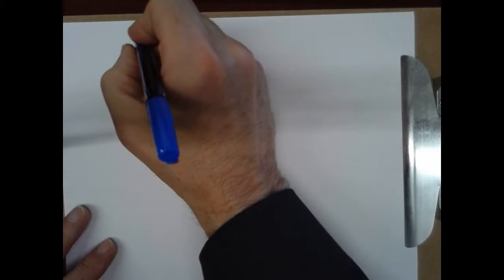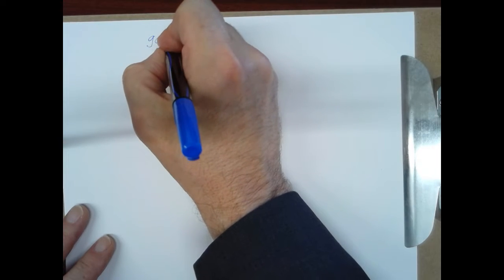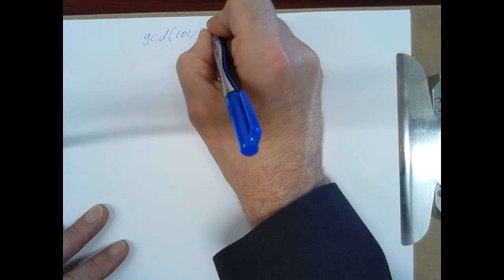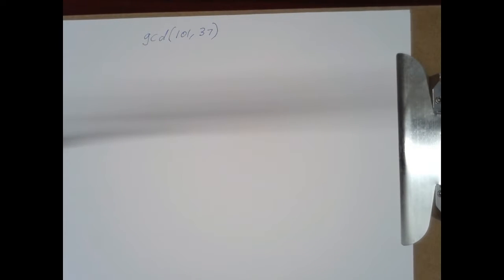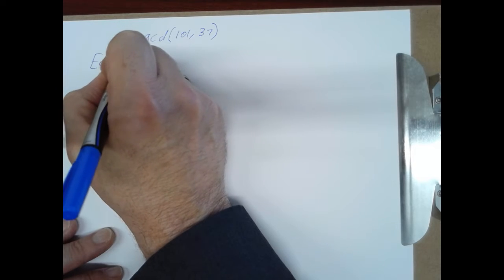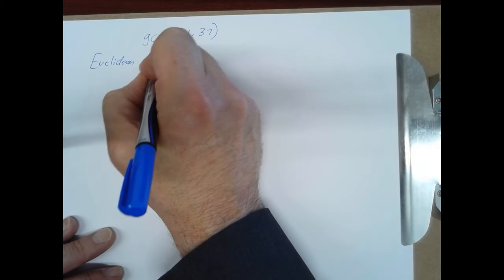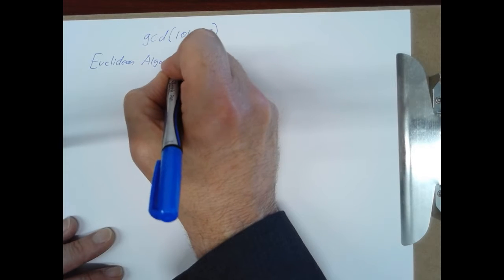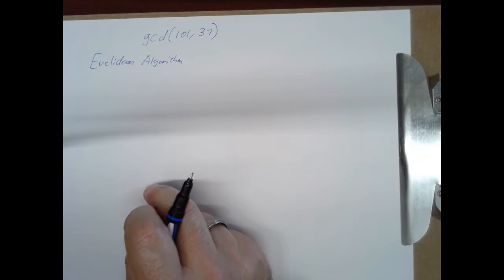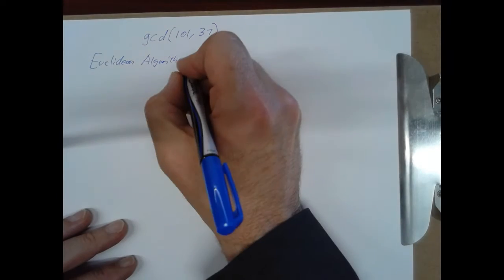All right, so we talked about greatest common factors or greatest common divisor. So greatest common divisor of two numbers, I don't know. Let's do 101 and 37. So we had this Euclidean algorithm. How many people have done this yet on the homework? Ooh, lots of emails coming, I suspect.